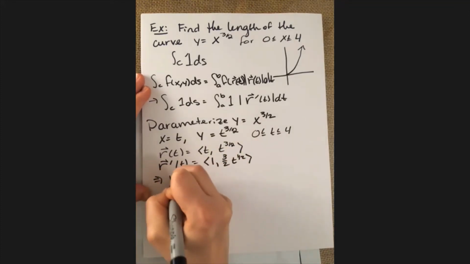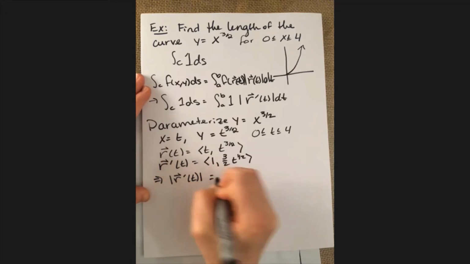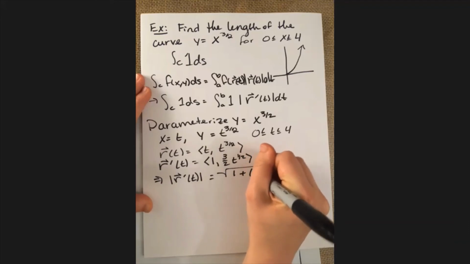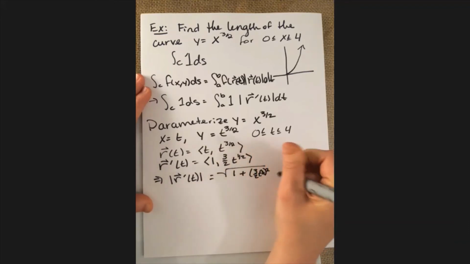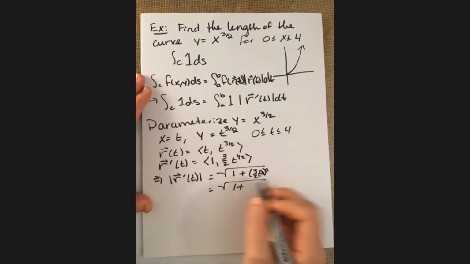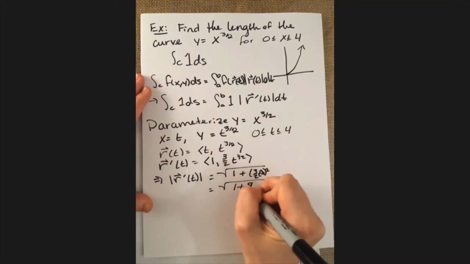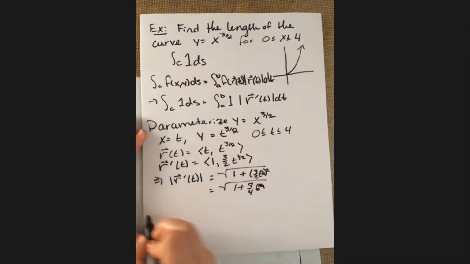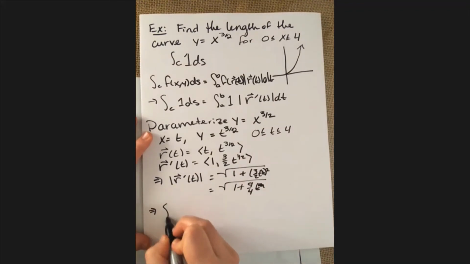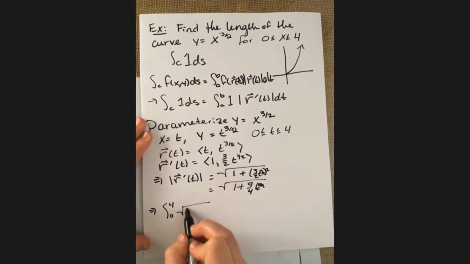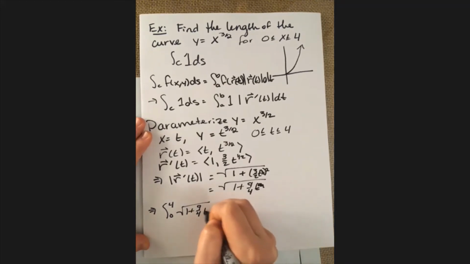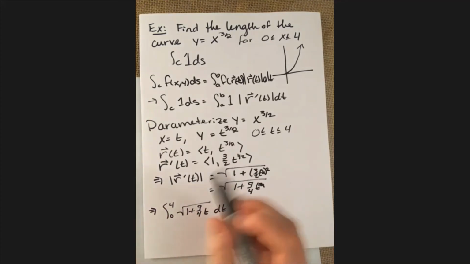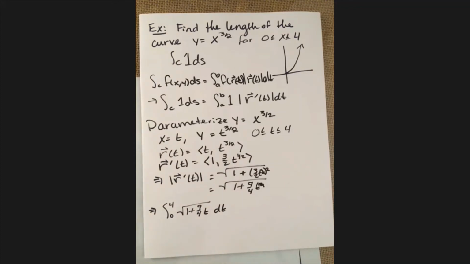which means that the length of r prime of t is equal to root of 1 plus 3 over 2 t to the 1/2 squared, which is just equal to root of 1 plus 9 over 4 t squared. Oops, not t squared, t. Okay, so then setting up this integral just becomes the integral from 0 to 4 of root of 1 plus 9 over 4 t dt. Okay, and this is fine. So at this point, it's actually quite straightforward to integrate.